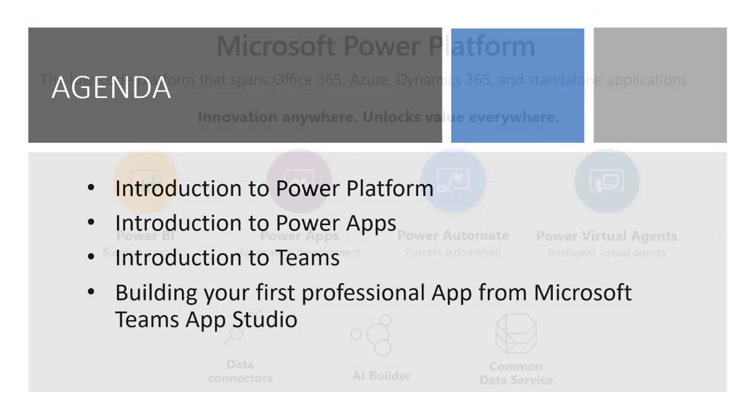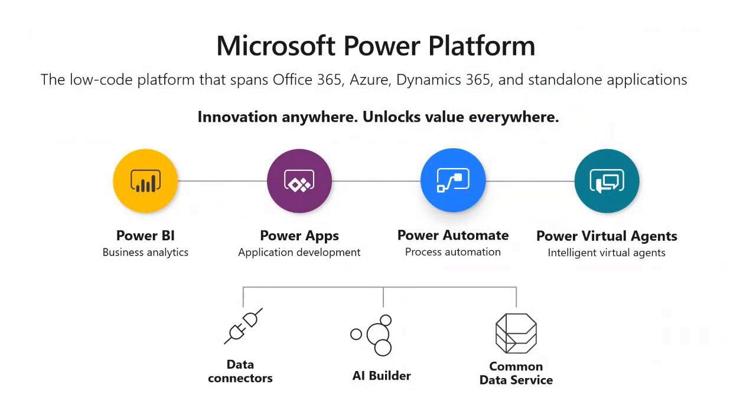So for those of us that are hearing Power Platform for the first time, Power Platform is a low-code platform that spans through Office 365, Azure, Dynamics 365, and different standalone applications. And this Power Platform consists of 4 different key products of Microsoft, which are Power BI, PowerApps, Power Automate, and Power Virtual Agents. A lot of us are familiar with Power BI already. Power BI is for analytics, for business analytics.